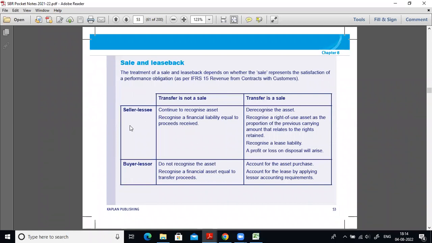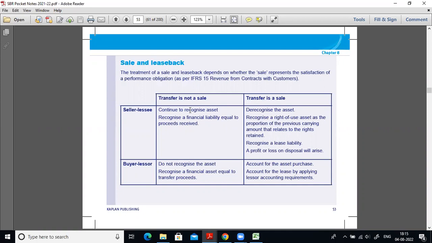Here it is clearly mentioned that for the seller and lessee, suppose that particular transfer is not considered as a sale as per IFRS 15. So X Limited company just transferred an asset to Y Limited company, and for such transfer, X Limited received an amount of 50,000 from Y Limited, and the same asset is taken from Y Limited on lease basis. Now, in that case, it is not a sale because the required conditions as per IFRS 15 are not satisfied. So in this case, we continue to recognize the asset.